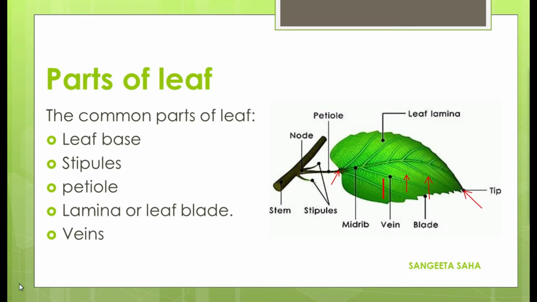Now, as you can see in the diagram, there is the mid vein here. From the mid vein originate veins and veinlets. So, this is the midrib, and these are the veins, and sub branches are known as veinlets. Now, the edge of the lamina is the leaf margin, this one. These are the leaf margin.